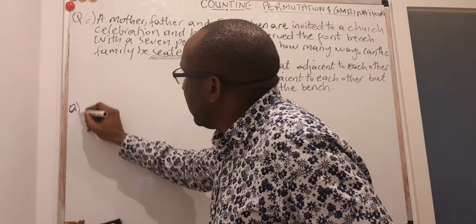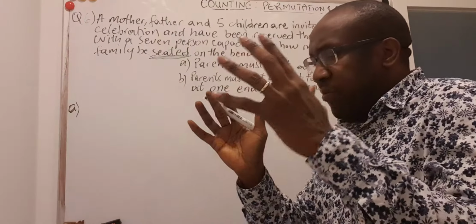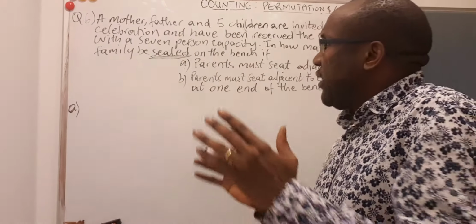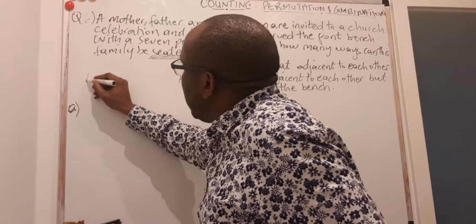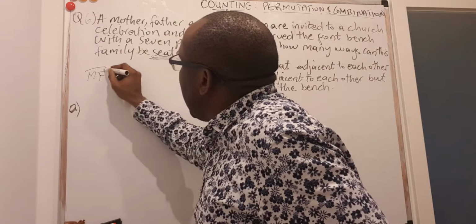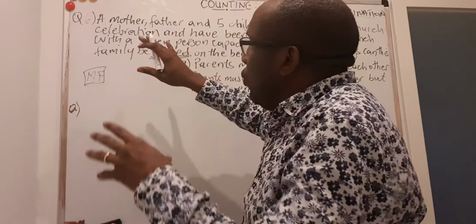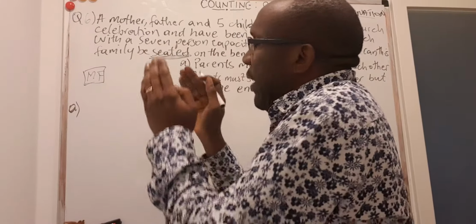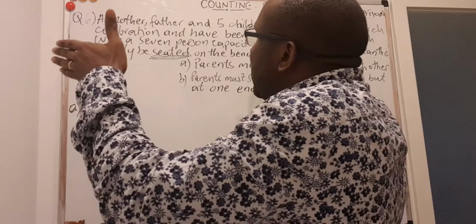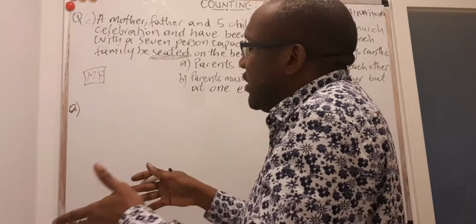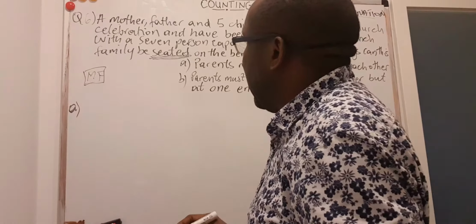So let's see A. When you have problems that require that some people must sit beside each other, it's important to use that group as one entity. So we will keep the mother and father as one. So instead of 7 positions, we'll look at them as 6, where father and mother are always together. That means instead of the 7 seats, there are 6 seats, where 2 seats are always reserved for the mom and the father.